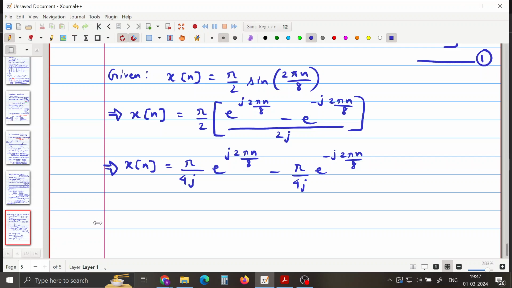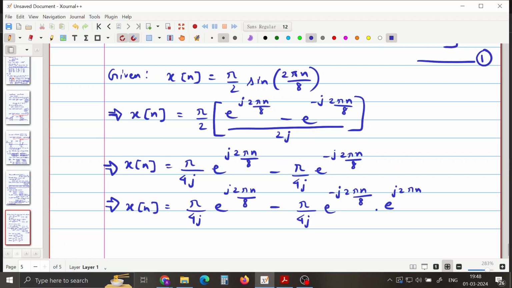So we can actually rewrite this. In order to take care of that negative sign, remove that negative sign, what we will do for this second term here is pi by 4j e power minus 2 pi n by 8, and now I can also multiply this by e power j 2 pi n. Yes or no?